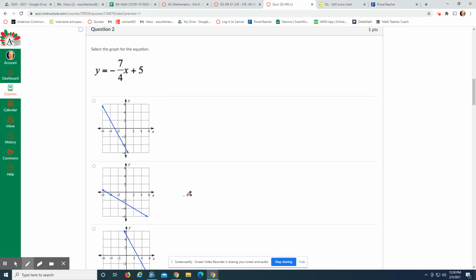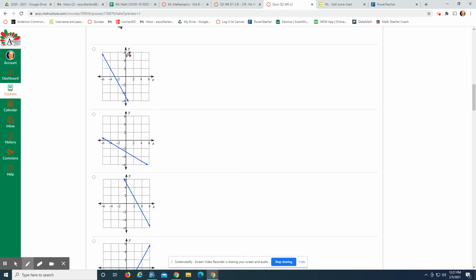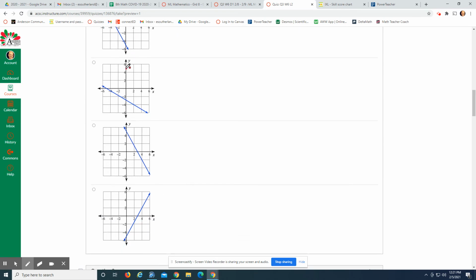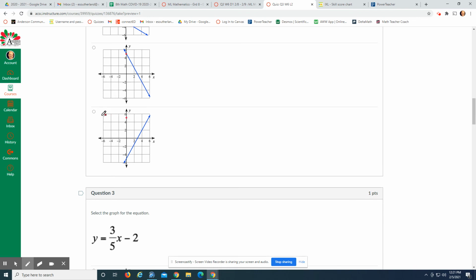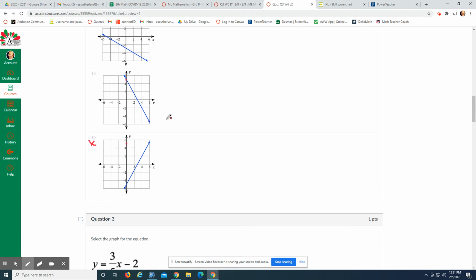When I look at number 2, I look for the same thing. What's b? What's that tell me to start at? So b is 5. Okay, well, 5 would be right there, so it can't be that one. Again, 5 would be right there, so it can't be that one. 5 is right here. It could be this one. And then again, 5 is here, so it can't be this one. And so the only option that I have is that it's going to be this one.